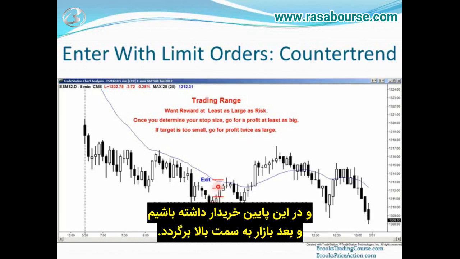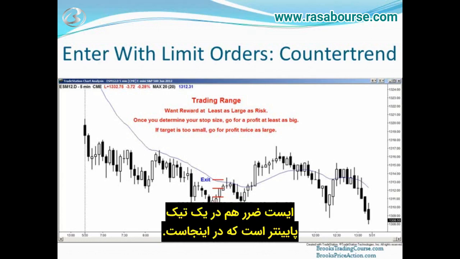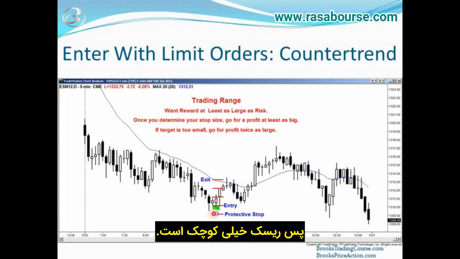and there'll be buyers below, and the market will turn up. Okay, so your stop. Let's say your stop is below the low of the bear. So you enter here. Your stop is one tick below, which is here. So your risk is actually very small.